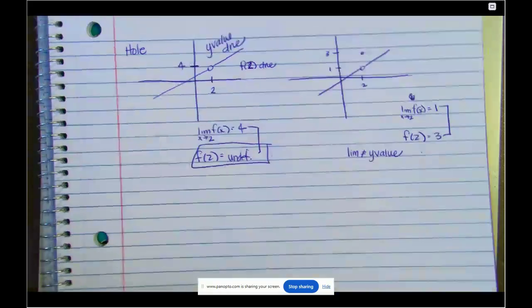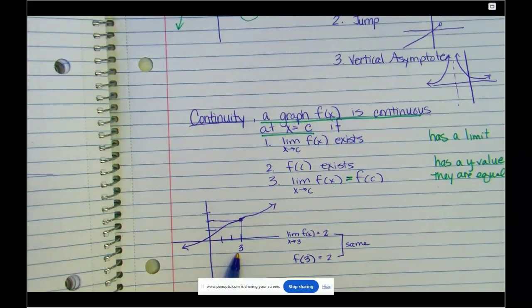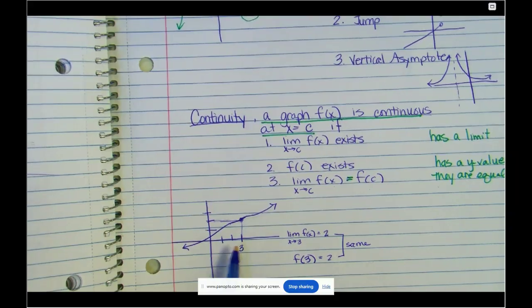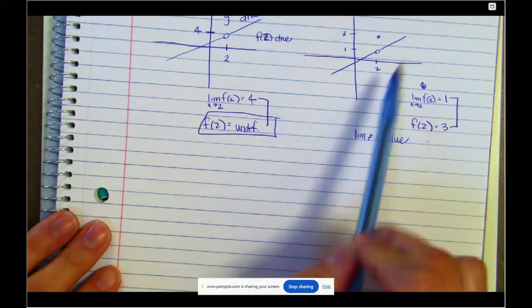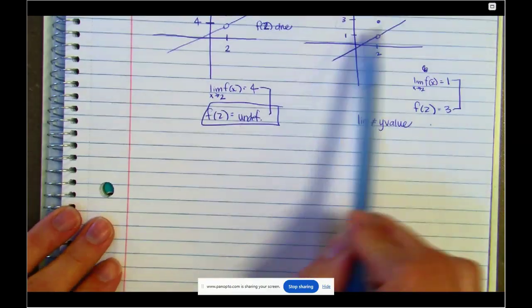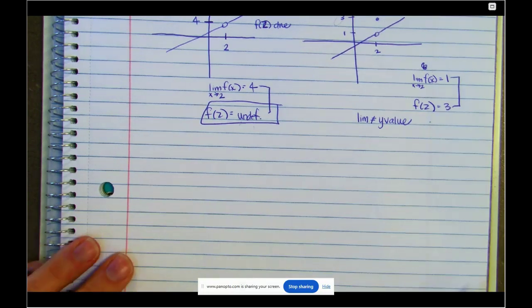On the other page, I'm going to go back. Here, the limit was 2 and the y value was 2, so this is continuous. Over here, we've got this floater point, or it could be a sinker. The limit is 1, but the y value is not in line with everybody else. So it's not continuous.